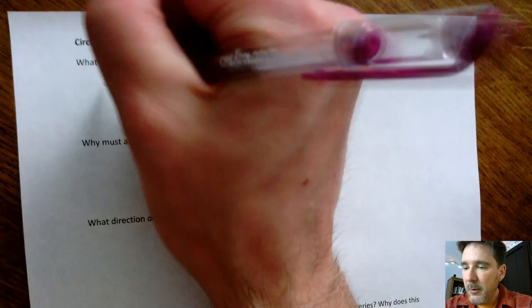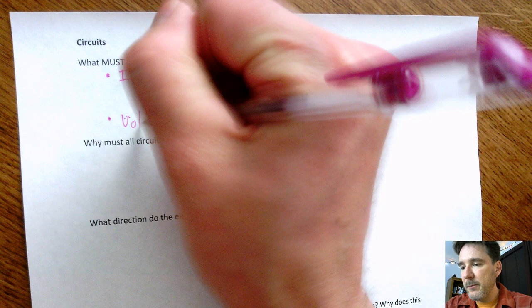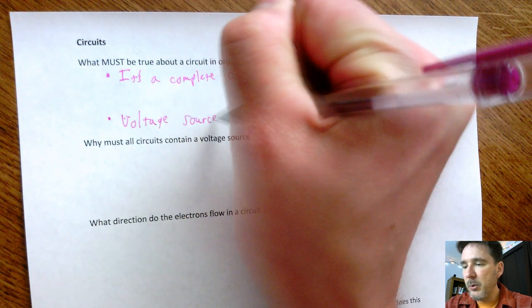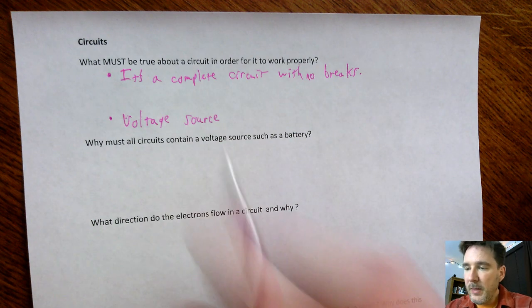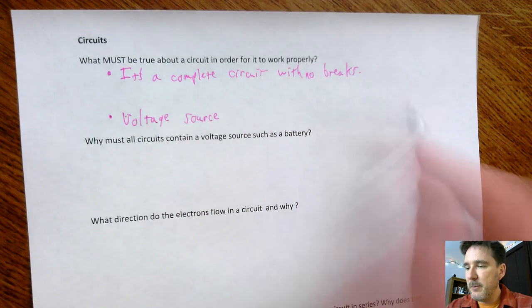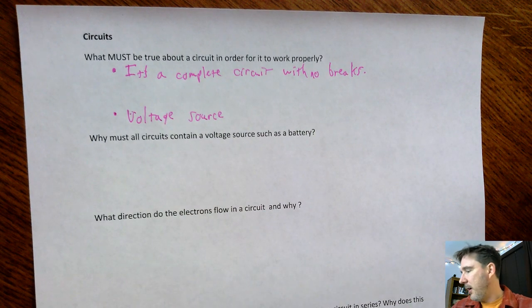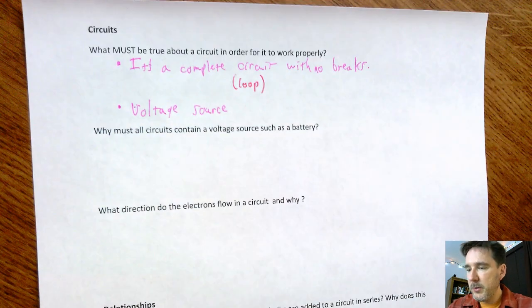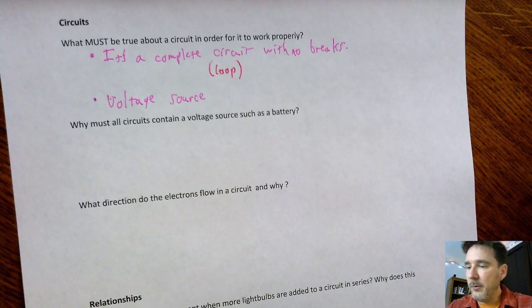I would also argue that it has to have a voltage source. You have to have something that pushes the electrons, and usually it's a battery. But this first thing is the most important thing. In order for it to work properly, you have a complete loop. In parentheses here, that means a closed loop for the electricity to go around.